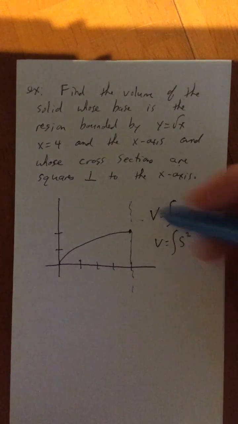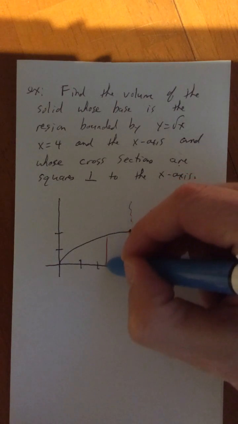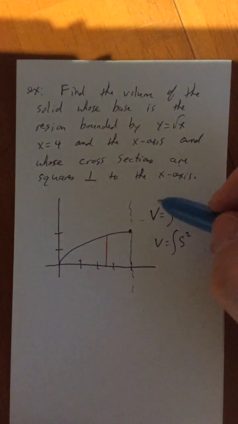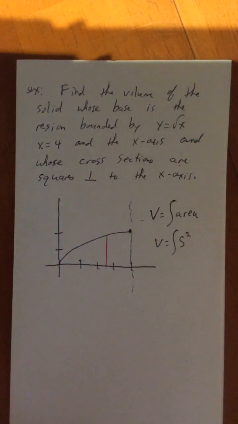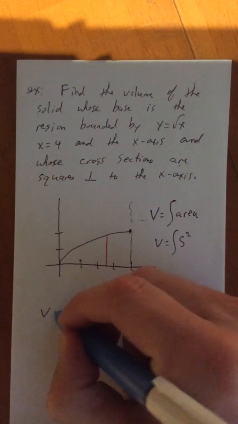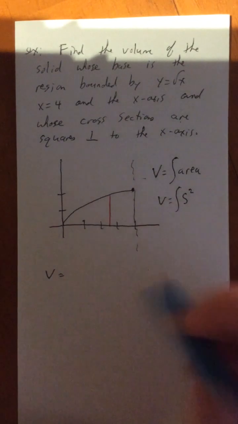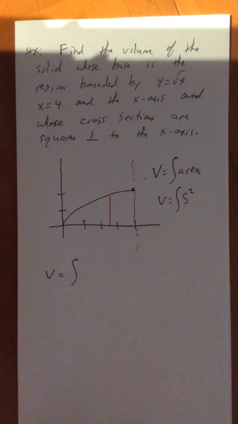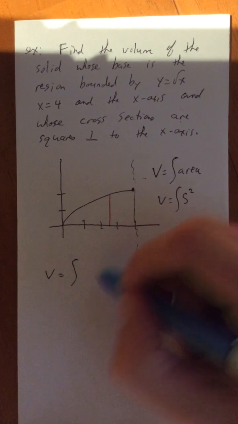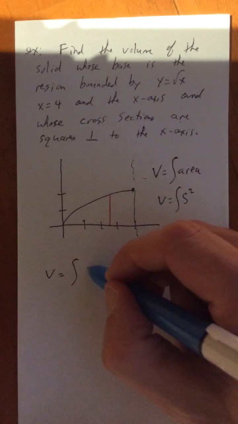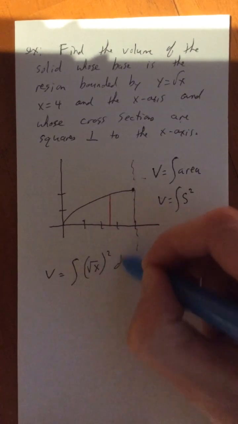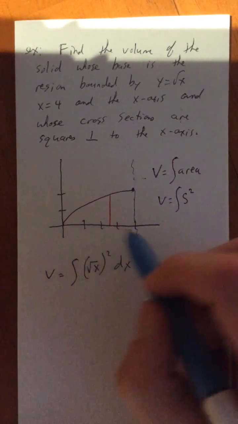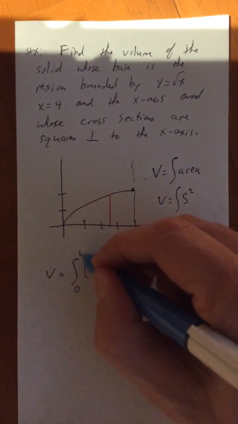And so, in this case, the length of a side of the square is really just the height of the function here, which is the square root of x. So we'll set up our little integral here. And so the volume of this thing right here is going to be given by the integral of the side, which is the square root of x, squared dx. We're going to go from x equals 0 to x equals 4, 0 to 4.